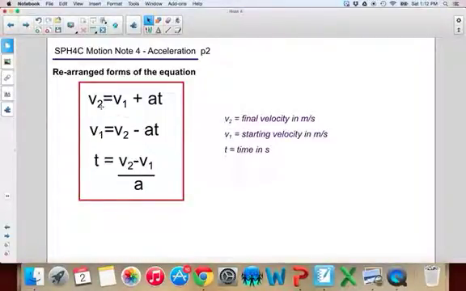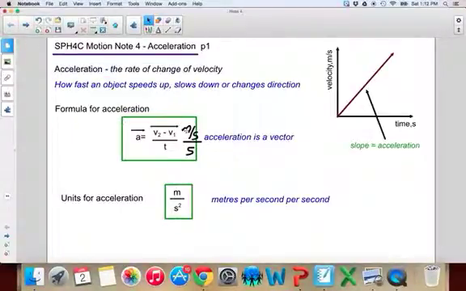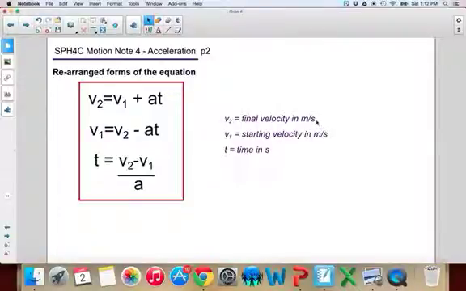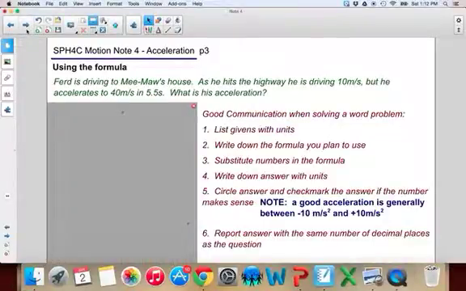V2 means final velocity, and the units have to be meters per second. They don't have to be, like it could be kilometers per hour, but then if you've got time in seconds, then your units for acceleration become kilometers per hour per second, which is theoretically fine, but we're never going to do that. I would like you every single time, if you're given kilometers per hour, to change it to meters per second and report your accelerations in meters per second squared, which means that velocities are always meters per second, time is always seconds. Okay? But anyways, we're going to use these formulas a little bit.